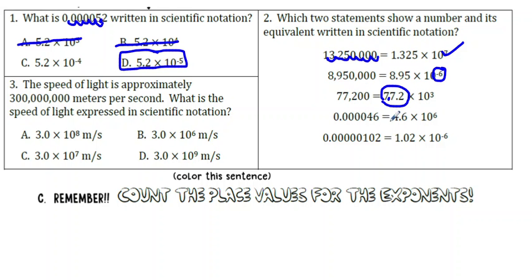All right. This one, again, I know is not right because, again, I have a positive exponent, but I have a very small number. So this one should have a negative exponent, so I'm going to cross that one out.